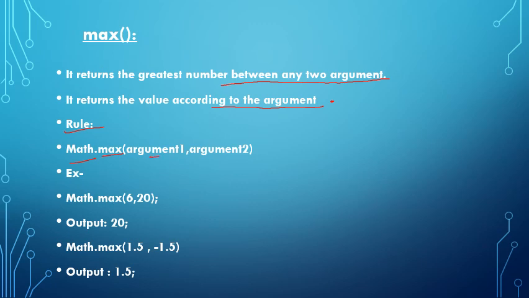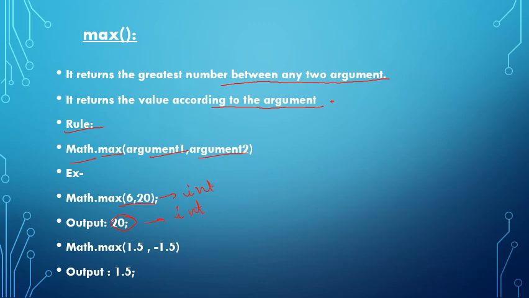Math.max(argument 1, argument 2). Here is an example, Math.max(6, 20). So it will return 20. So it takes arguments as integers, so it will also return an integer.